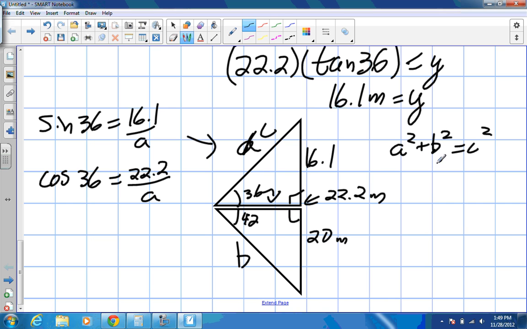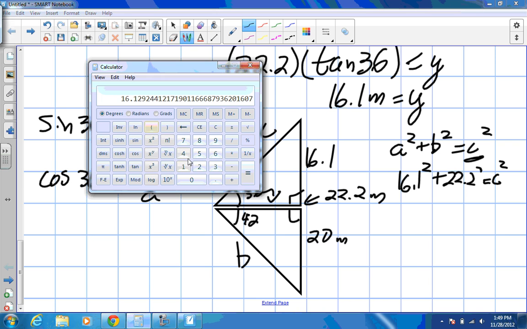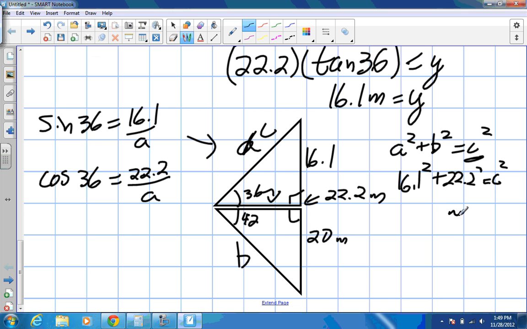So our a is known as 16.1. 16.1 squared plus 22.2 squared is equal to c squared. So we'll use our calculator and try to do this in one shot. 16.1 squared plus 22.2 squared equals approximately 752. But that doesn't make sense. That distance can't be 752 meters. What do we still have to do? Square root. We need to square root both sides, right? We square root both sides. C is approximately the square root of this.